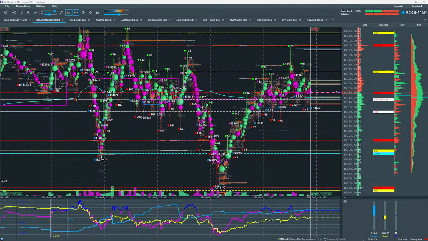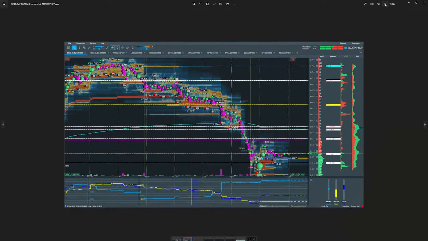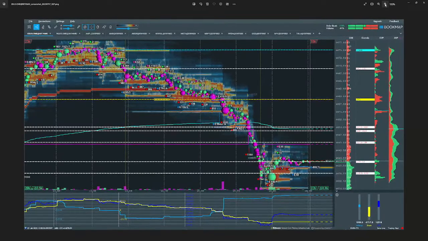I want to pick up from where I left off last Friday, and I was talking about building a narrative. So first of all, let's take a look at S&P 500 futures. This is last Friday. I want to review this setup. So I was talking about building a narrative.